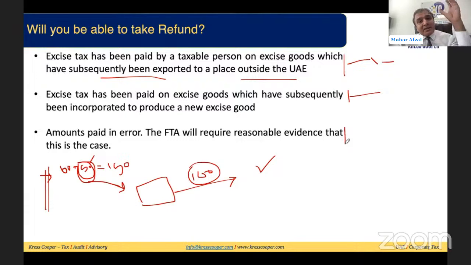There is nothing like this for VAT. You are buying goods and paying input tax, then selling and paying output tax. Whenever you buy, the input tax is a current asset, and you have the right to take it back from the FTA by knocking it out in your return. You pay the net amount to the FTA. There is nothing like this for excise; these are the only possibilities to take an excise duty refund from the FTA.